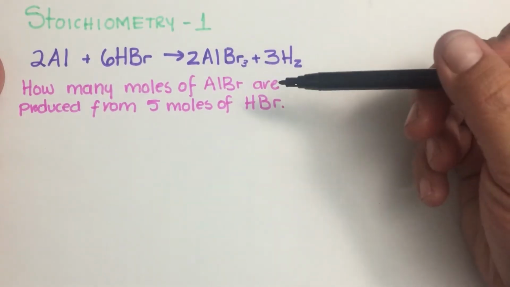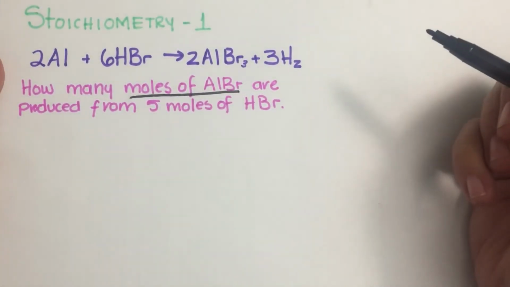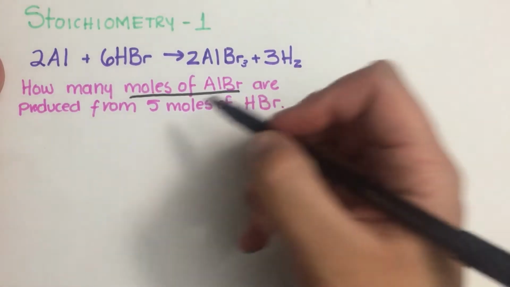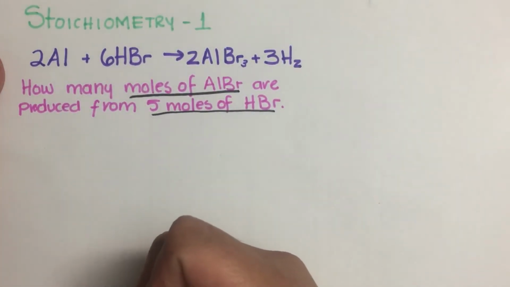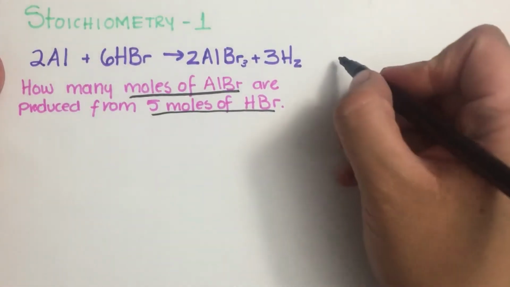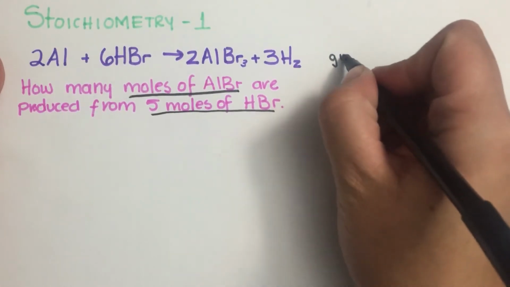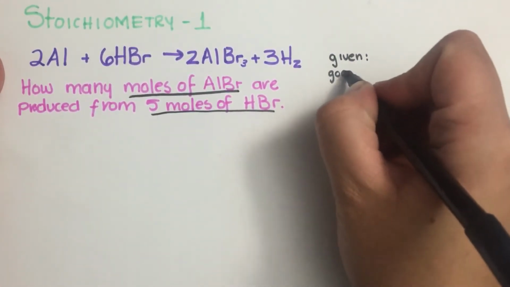Our question is, how many moles of aluminum bromide are produced from 5 moles of hydrogen bromide? One thing I like to do is to organize this information. What information do you have? What information are you given? And what is your goal? Where do you want to go to?